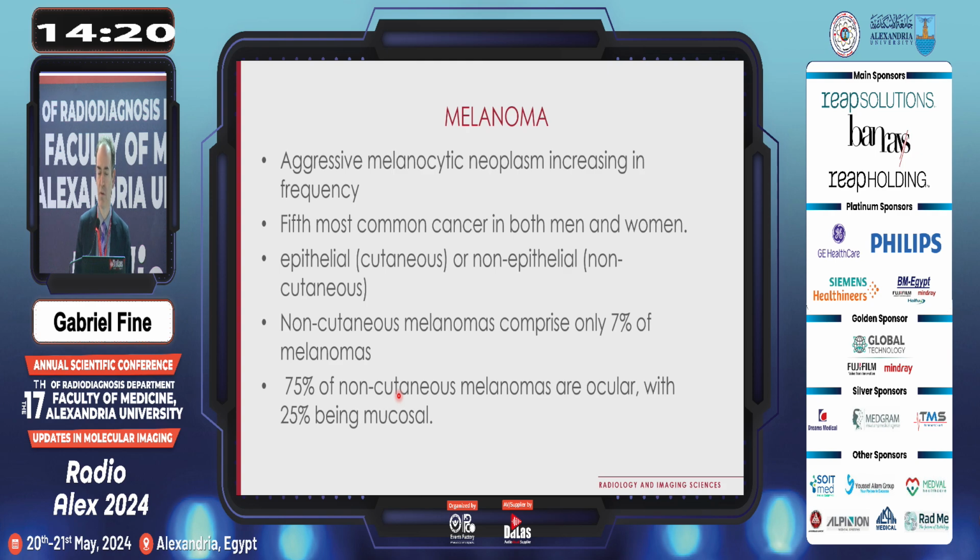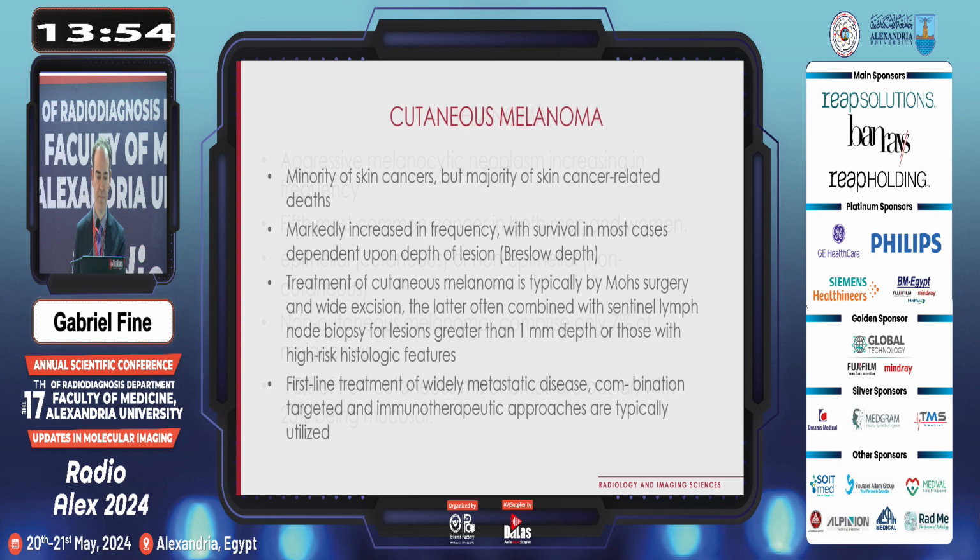So melanoma, it's an aggressive melanocytic neoplasm, and it's increasing in frequency. It's fifth most common in both men and women. There's both epithelial or cutaneous and non-epithelial or non-cutaneous. The non-cutaneous melanoma comprise only 7%. So the majority of these patients actually are cutaneous. And 75% of the non-cutaneous are ocular. This can have a very, very poor prognosis.